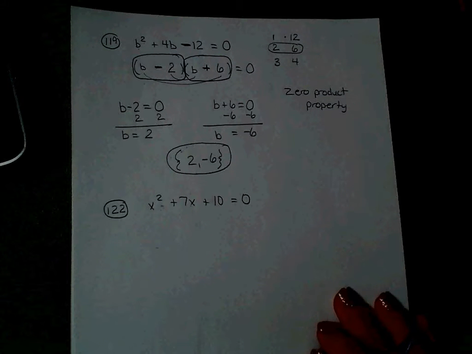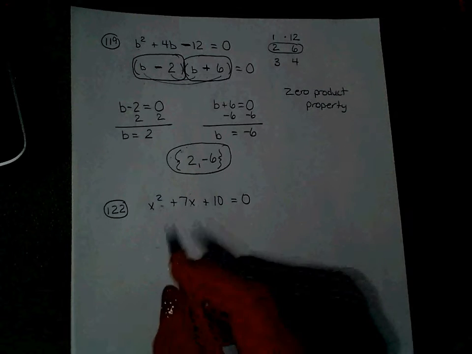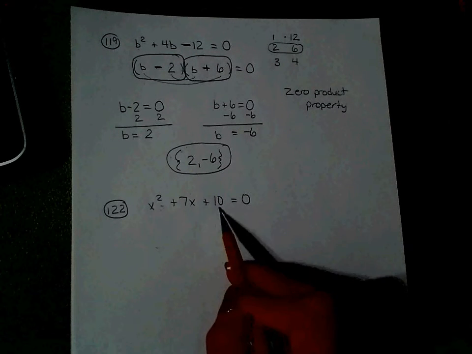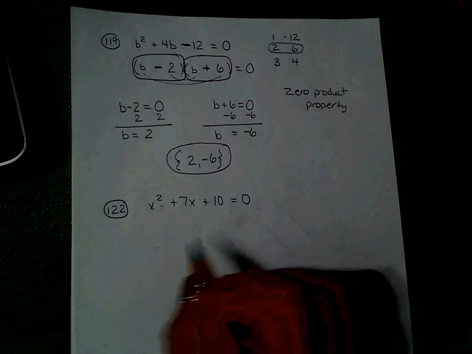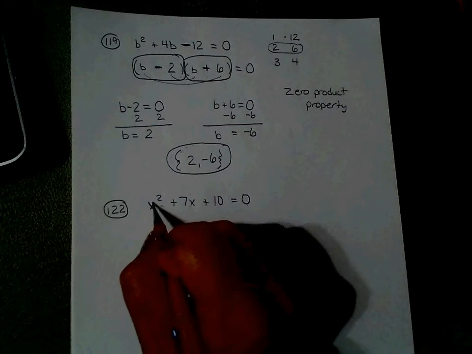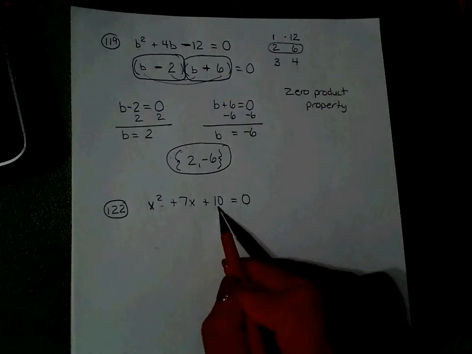Alright, problem 122. Let's see if you got it correct. I looked to see if there's a GCF. There's not. It's already equal to 0, so I've solved that problem. This is a perfect square, but that one's not, so it's not a PST. So it looks like a trinomial.